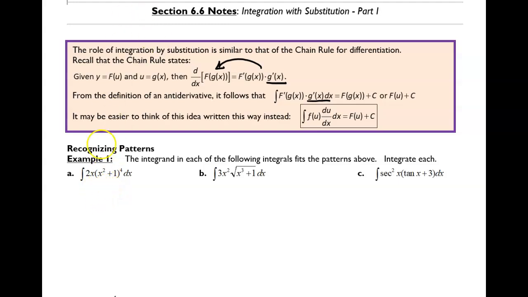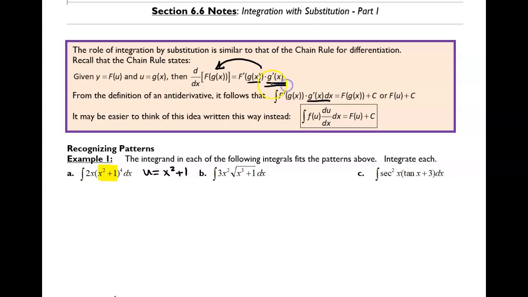My inside function, u, is x squared plus 1. So that's what I'm going to call my u. u equals x squared plus 1. Now, that's my inside function. So that's like my g of x here.